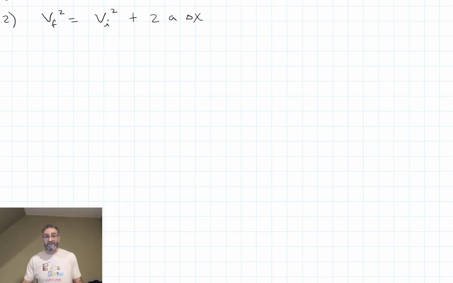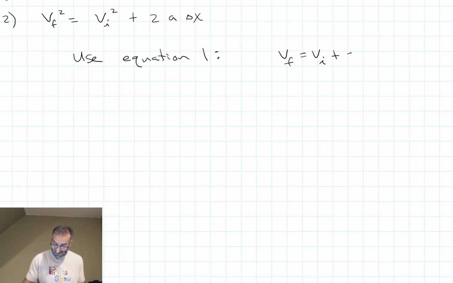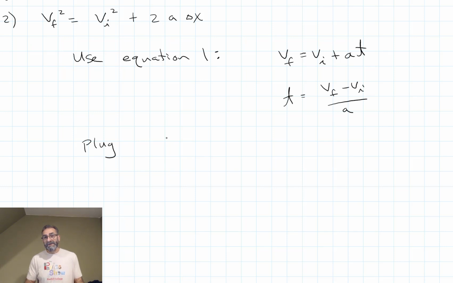The last one, we're actually not using our graph. We're using two of our previous equations, and we're just going to eliminate t. If you notice, equation 2 is the only one that's missing time. So we can take two of the other equations, eliminate t, and we'll get this equation. So we've solved for t using equation 1.